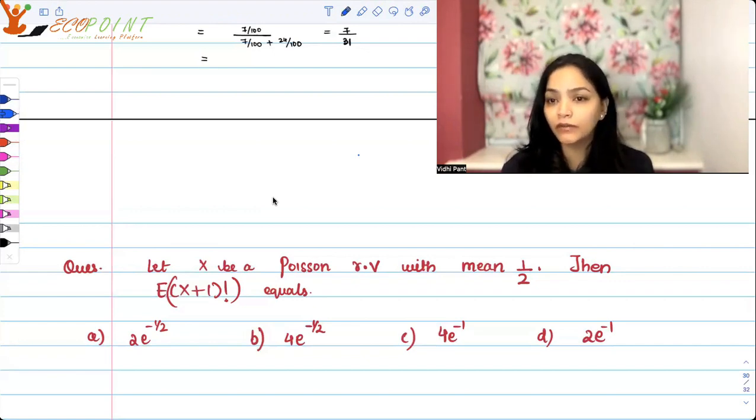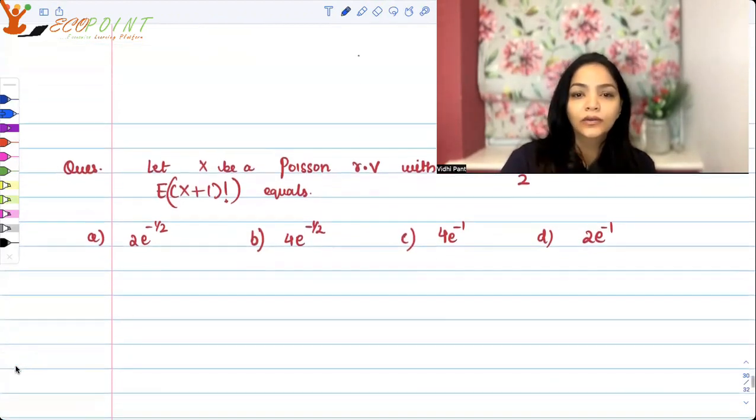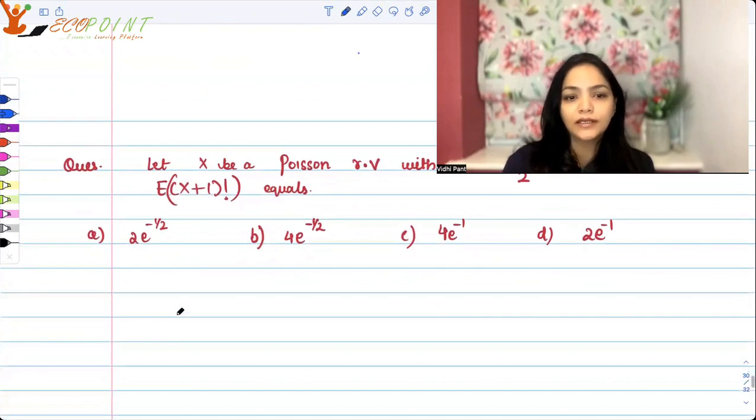Is it 4e to the power minus half? Is it 4e to the power minus 1? Is it 2 times e to the power minus 1? So let's get started.